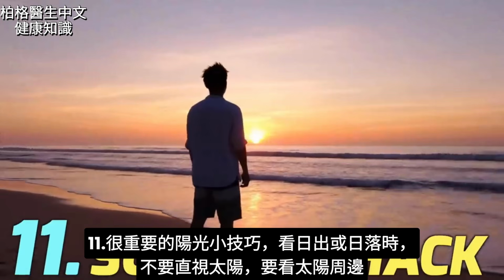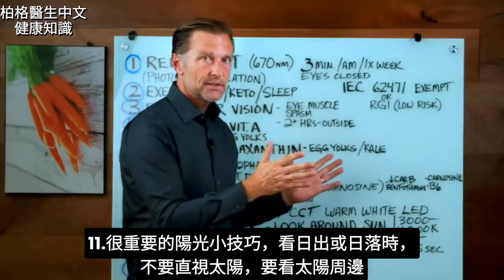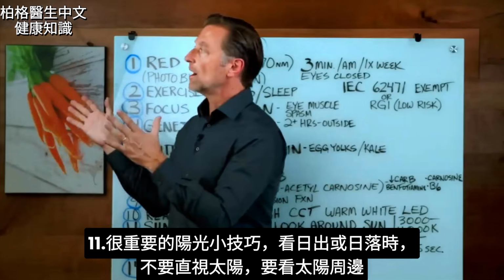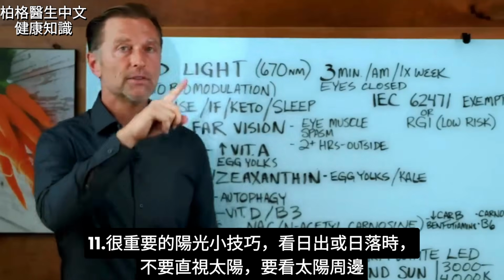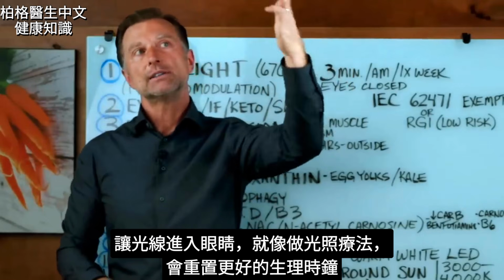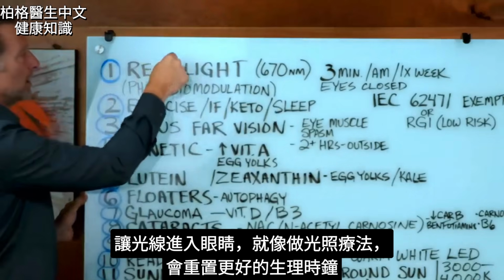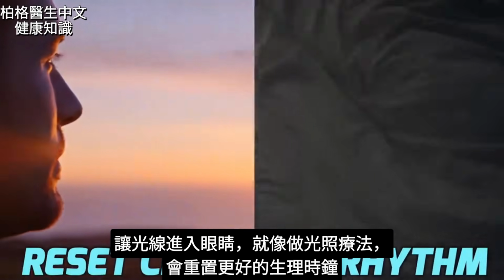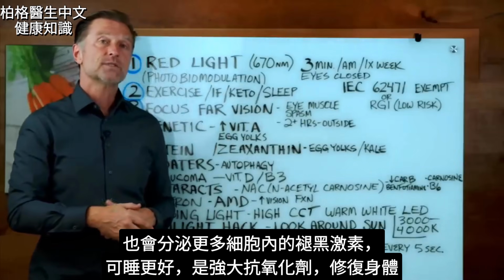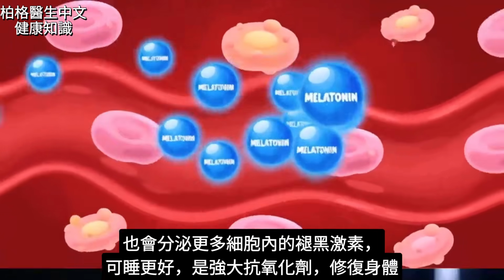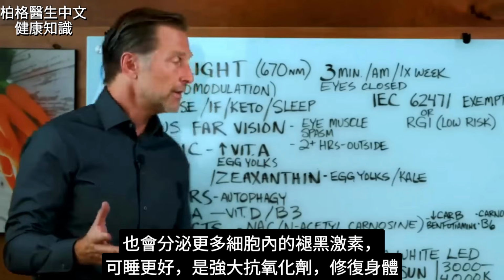11, super important. This is a sunlight hack. If you were to watch the sunrise or watch the sunset and not look at the sun, but look around the sun and allow some of those rays to get in your eyes, you would be doing a version of this right here. You're going to reset your circadian rhythm much better. You're also going to generate more intracellular melatonin, which is going to help you sleep. It's a powerful antioxidant that does a lot of other things, very therapeutic.